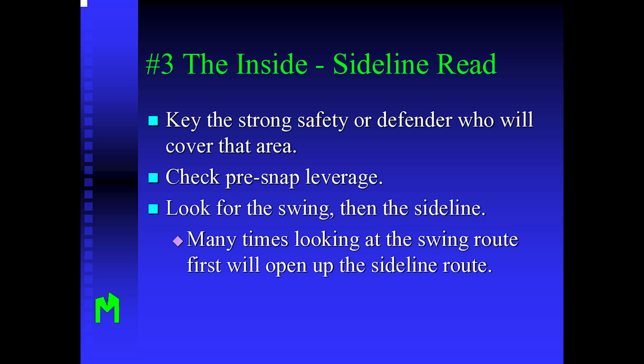The third read is the inside sideline read. The quarterback keys on the strong safety or defender responsible for that area, checking pre-snap leverage. The read progression is to look at the swing route first, which often opens up the sideline route behind it, allowing the QB to exploit coverage gaps effectively.